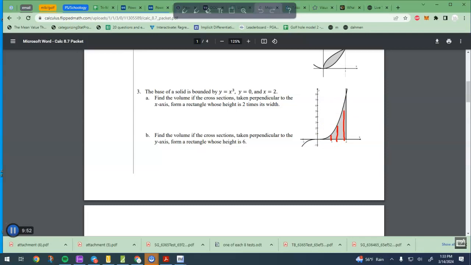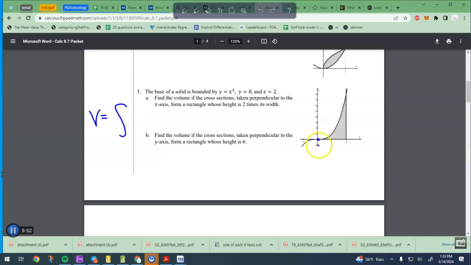So this is a rectangle whose height is 2 times the width. The height is like what's coming out of the board at you. So that height is double the width. So you're going to get these pretty tall rectangles coming out of the board. We are perpendicular to the x-axis, so every single thing we put in there has to be an x value. So, volume equals.